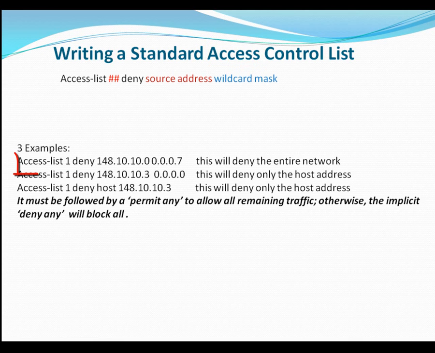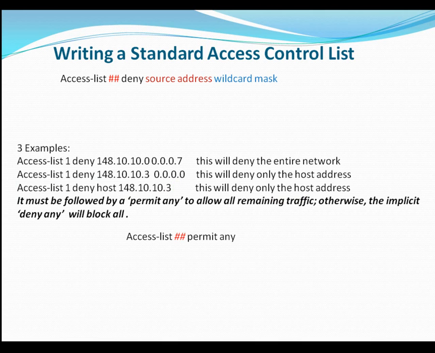Three examples. Access list 1 deny 148.10.10.0 with the wildcard of 0.0.0.7. This will deny the entire network of 8 addresses. Access list 1 deny 148.10.10.3 with the quad 0 wildcard mask will deny only the host address. And lastly, access list 1 deny host 148.10.10.3. This will deny only the host address. It must be followed by a permit any to allow all remaining traffic. Otherwise, the implicit deny any will block all.